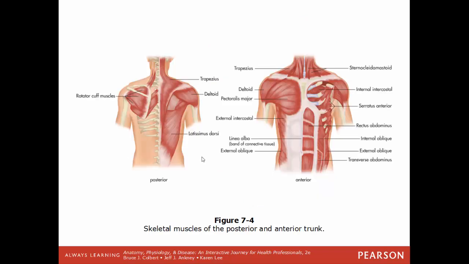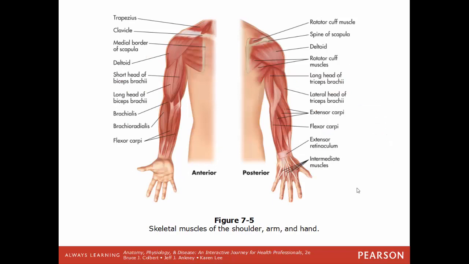Skeletal muscles of the trunk, both anteriorly and posteriorly. Deltoid here, shoulder would be trapezium here, or trapezius here. Pectoralis major here. Some skeletal muscles of the shoulder and arm and hand. Of course, the biceps brachii. Underneath that, the triceps here on the underside. The various extensors, flexors for the hands.